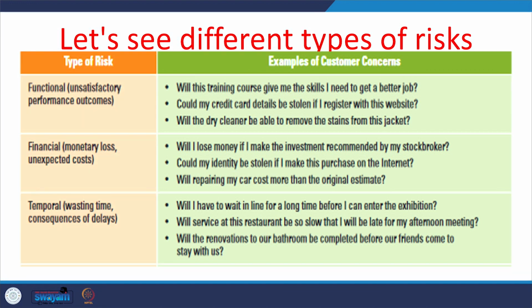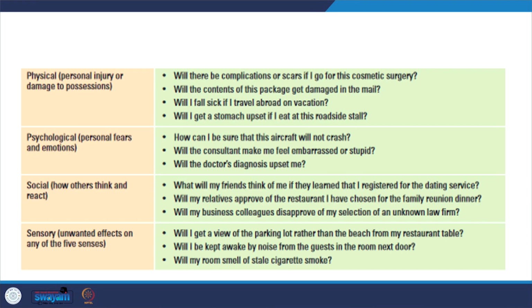The third type of risk can be temporal. For example, wasting time or consequences of delays. Many times we think, will I have to wait in line for a long time before I can enter the exhibition or museum? Will the renovations to our bathroom be completed before our friends come to stay with us or not? Right? So these kinds of risks are temporal risk.